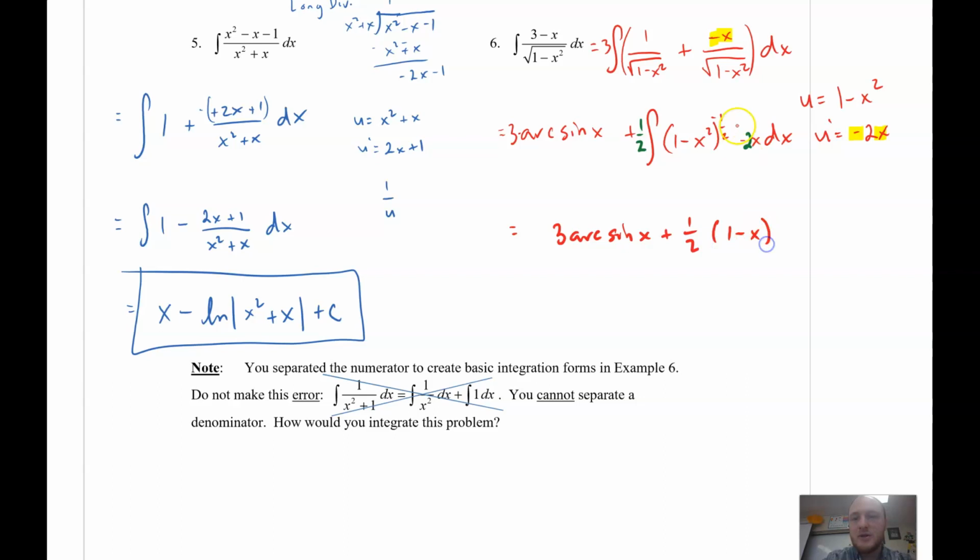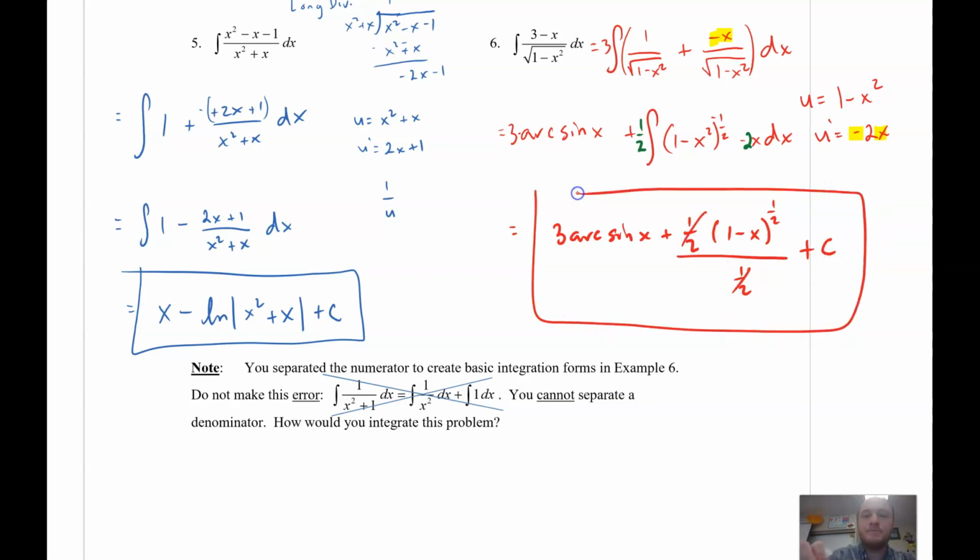power. So I'll add 1, so we get 1/2, divide by 1/2, plus c, and you're done. The 1/2's cancel, but you don't have to cancel or reduce. There's your answer. Not too bad, right?